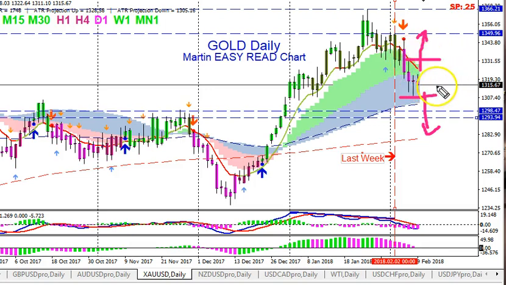Right now, price just looks like it's going sideways, but the MACD has come down below the zero line, which means in the short term, the momentum to the downside is increasing.